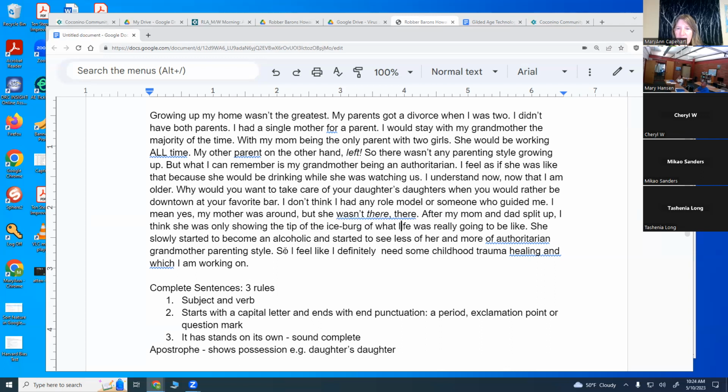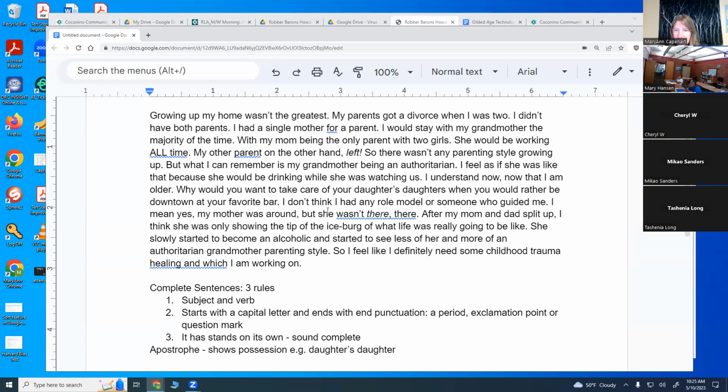She slowly started to become an alcoholic and started to see less of her and more of an authoritarian, like we did before, grandmother parenting style. So I definitely feel like I need some childhood trauma healing, which I'm working on. Excellent ending, and I'm so glad to hear that. Because a lot of us have had childhood trauma. Many people. Yeah. Good job.